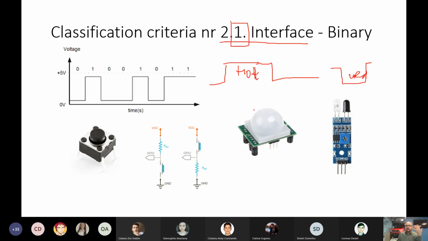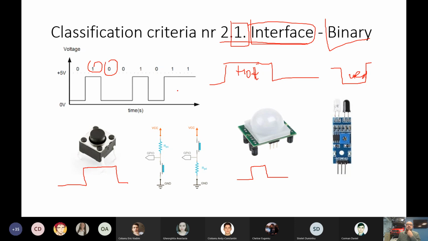We have enough light, we don't have enough light. Somebody is in the room or not. The door is closed or is opened. And for this kind of sensor, we will say that we have an interface, and this interface is binary, providing us values ones or zeros. Okay, and of course we can use this information.